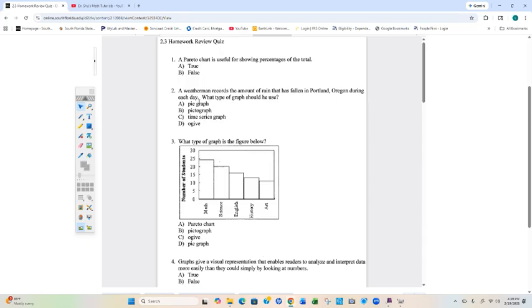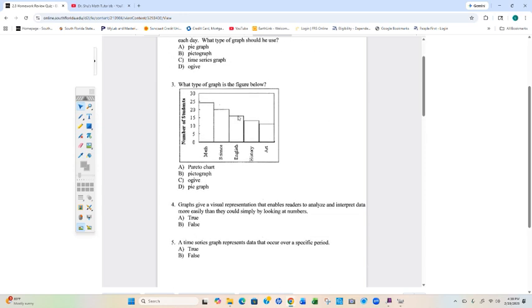Number 2, a weatherman records the amount of rain that has fallen in Portland, Oregon during each day. What type of graph should he use? A is pie graph, B is pictograph, C is a time series graph, and D is ogive. Pause the video. Okay, for number 2, if you answered C, time series graph, you are correct. When you are dealing with time, any element of time, and you are trying to see how it changed, you would need a time series graph.